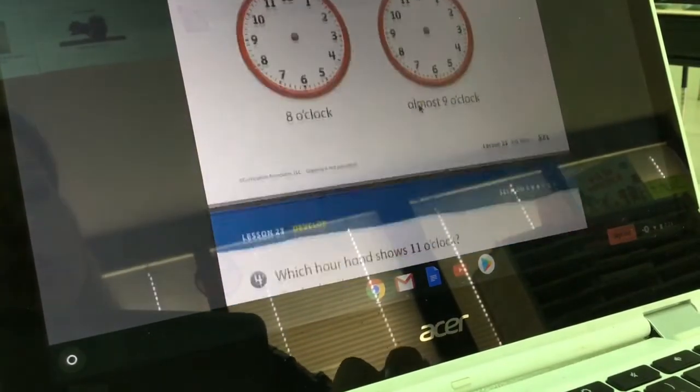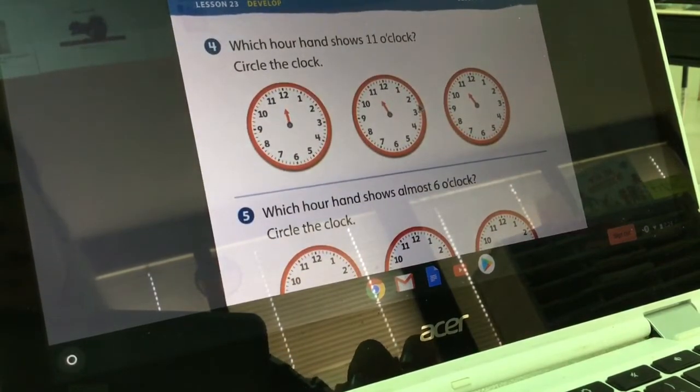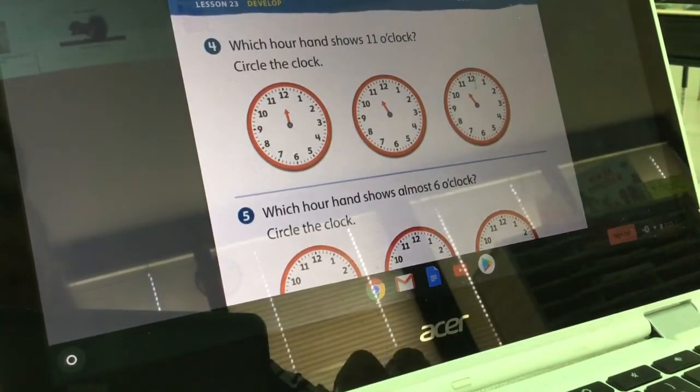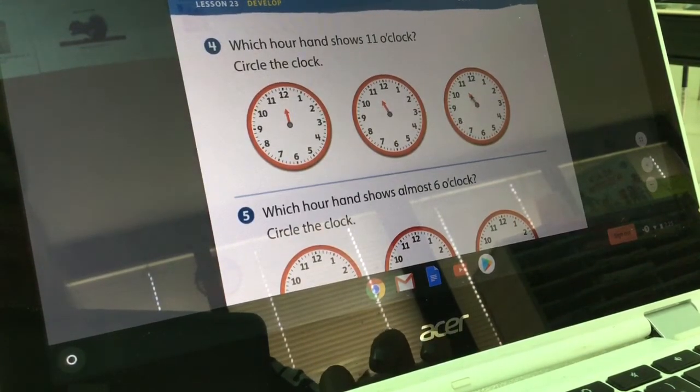Okay, let's look at page 522. Number 4 asks, which hour hand shows 11 o'clock? Circle the clock. So we are only choosing one answer here. Which of these clocks shows 11 o'clock? Take a minute to look. Remember, o'clock means it's exactly that time. I'm going to be circling this one because when I look at it, I see that the hand is exactly on the 11, showing 11 o'clock. So if you have not done so, please circle this clock. This clock shows 11 o'clock. Here we see almost 12 o'clock. Here we see just past 11 o'clock. And here we see what we need, which is 11 o'clock.